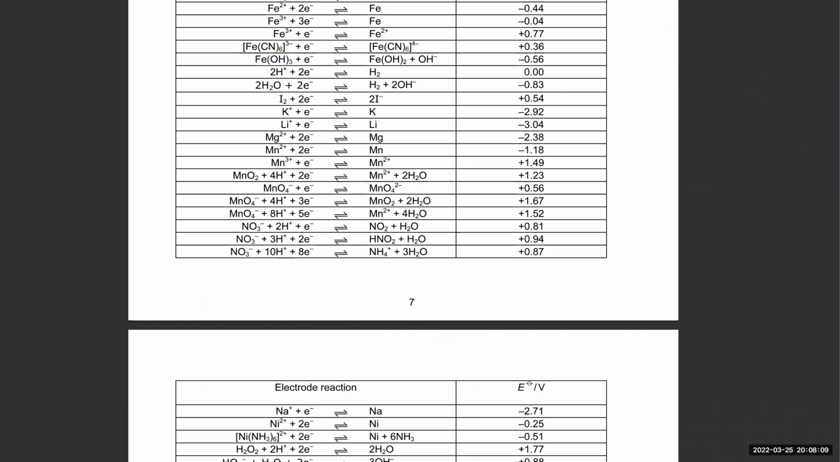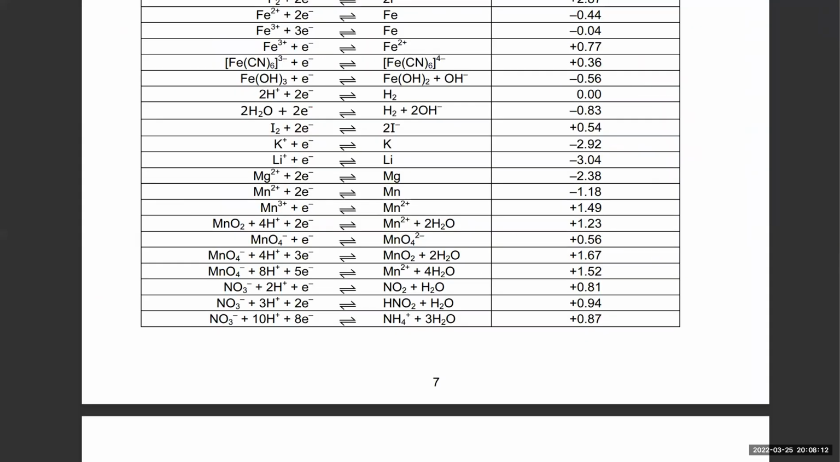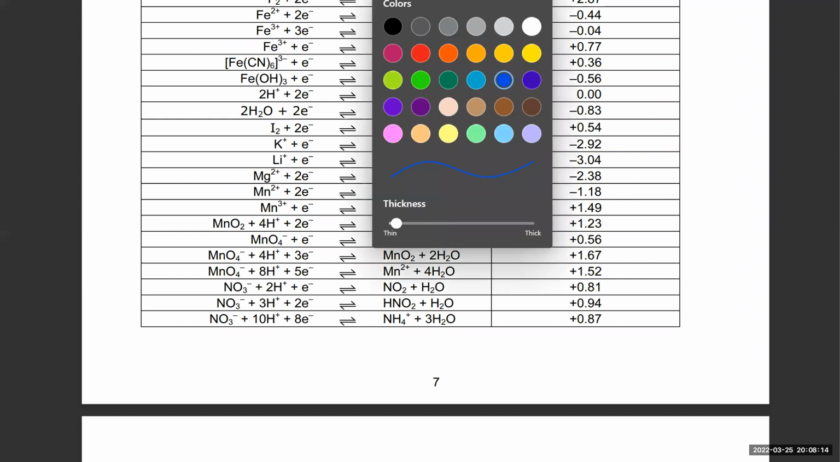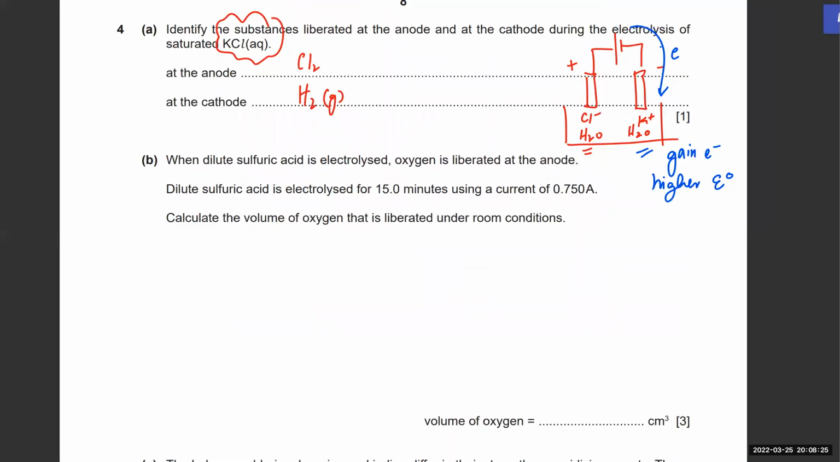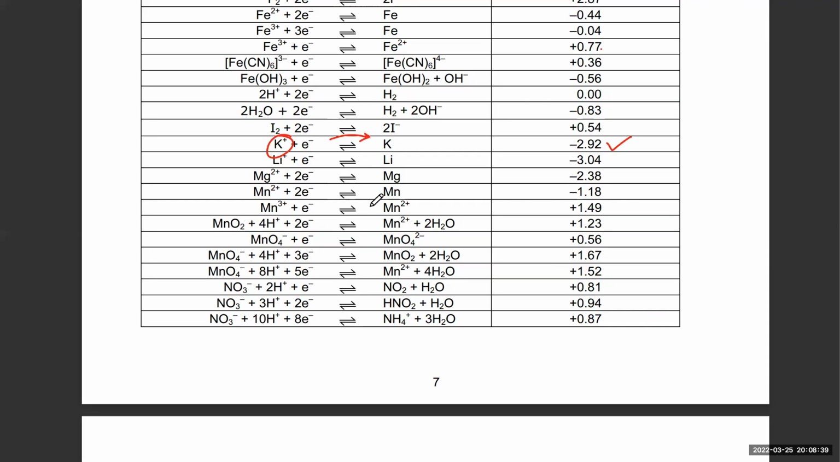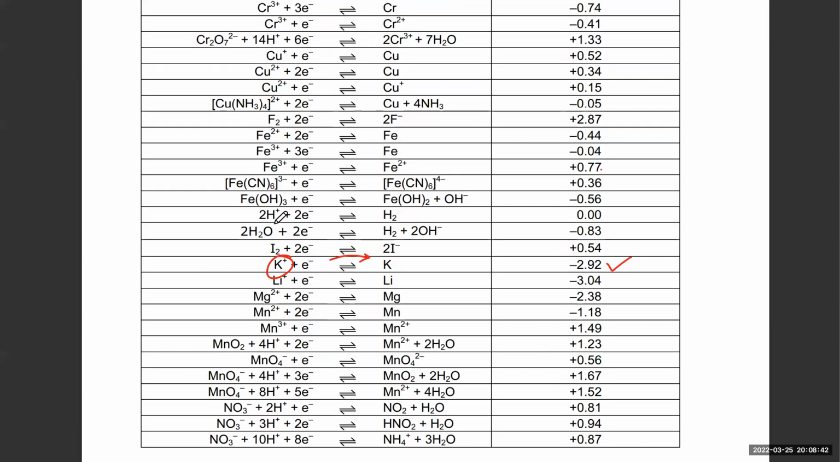So if I look, K is over here. I'll do some working over here. So if you look at K plus 1 gaining electrons, the potential is minus 2.92. The other substance that you have at the cathode is water. So it's either going to be K plus 1 gaining electrons, or it's going to be water gaining electrons. So find equations for water gaining electrons. Water gaining electrons, that's this one. 2 water molecules gaining electrons to form H2 and OH ions, and that's minus 0.83.